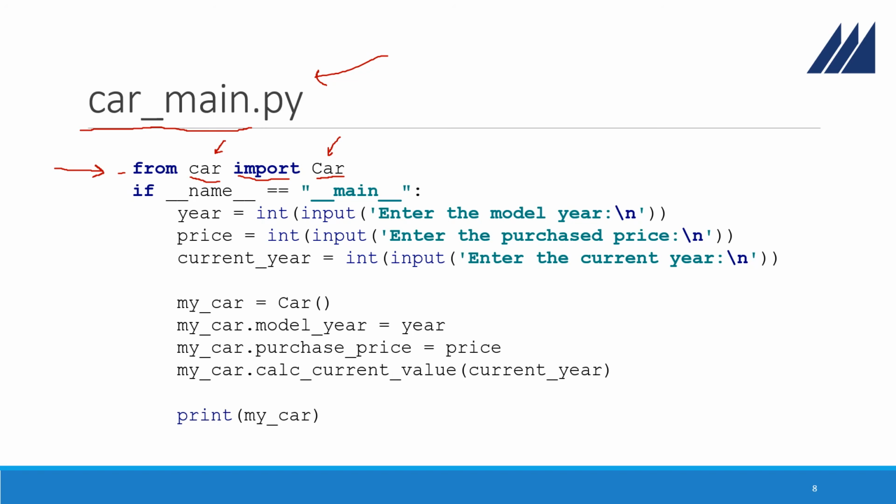So this file, car_main, can use the class Car as if it was already implemented in this file. Here you see the main part of my program. I created some variables and asked the user for some information. Then I created an object from the Car class. You don't see it in this file, but it was imported. Then I set the attributes to the values that I got from the user, and then I print it. This is just a small example to show you how you can have a big program broken down into different modules.